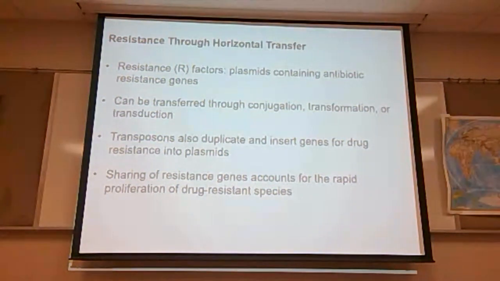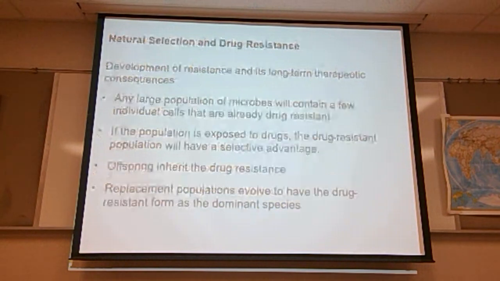Transposons, also referred to as jumping genes, can duplicate and insert genes from drug-resistant individuals into plasmids. Those resistant genes can then be shared, and this accounts for the rapid proliferation of drug-resistant species. Natural selection can also play a role.